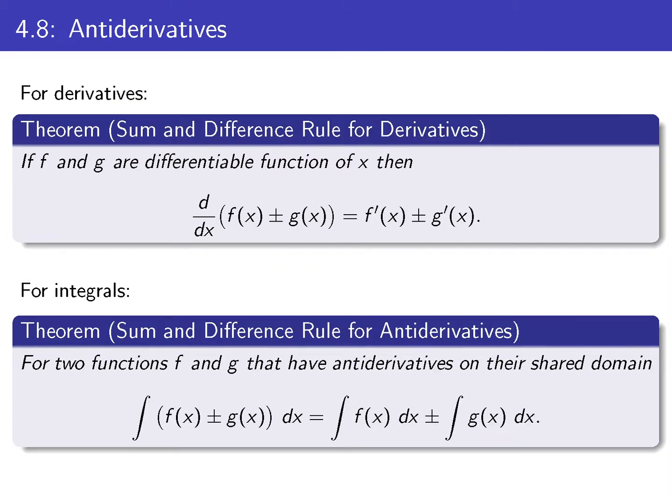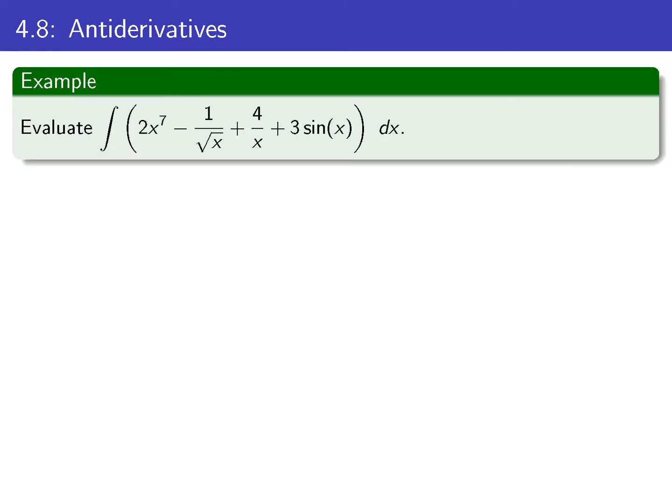So what other derivative rules have an antiderivative analog? Well, one of them is what we call the sum or difference property, which says that the derivative of the sum or difference of two functions is just the sum or difference of their derivatives. Similarly, the antiderivative of the sum or difference of two functions is the sum or difference of their antiderivatives. With this new property in mind, why don't you try this example?